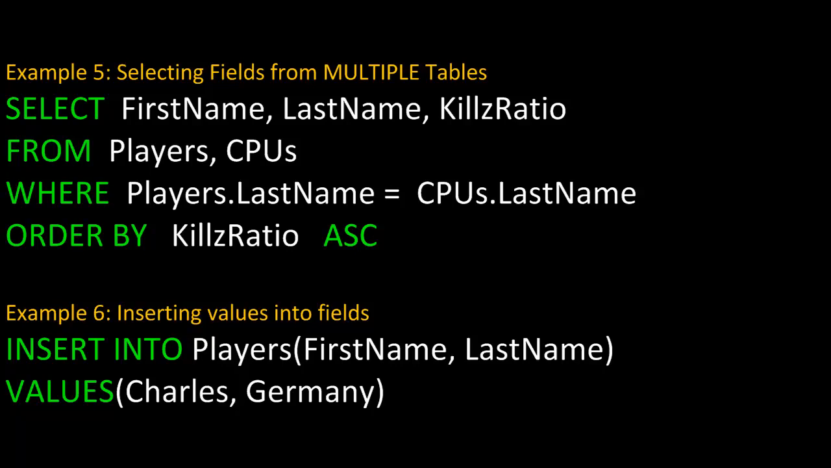In example 6, we're inserting values into fields that already exist. So we're going to insert into the table players the fields first name and last name, and the values Charles and Germany.